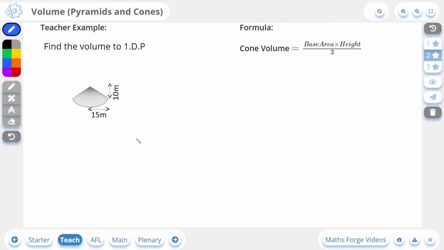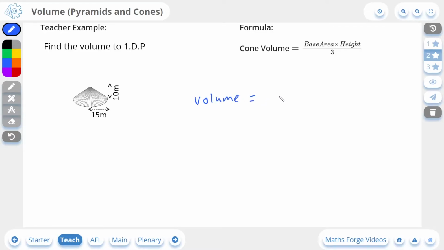So now let's do a 2-star example. Here they're asking us to find the volume to one decimal place of this cone. They've given us a radius of 15 meters and a height of 10 meters. Now the formula for the volume of a cone is the base area times the height divided by 3, so similar to a pyramid. For a cone, the base area is a circle, so the base area is pi r squared.